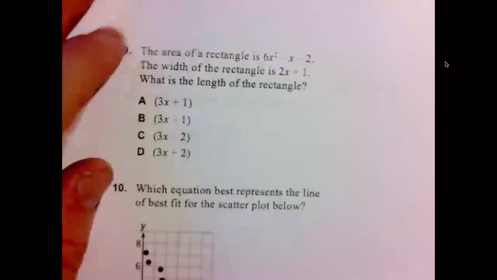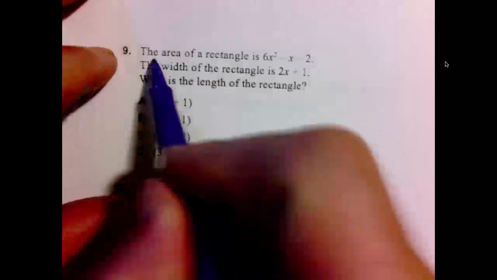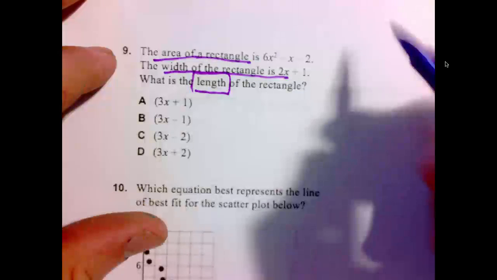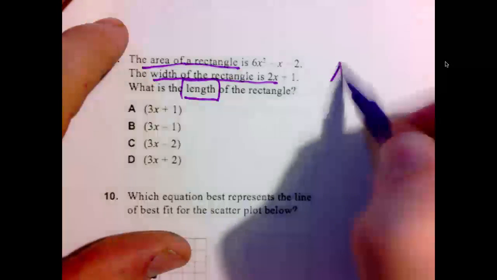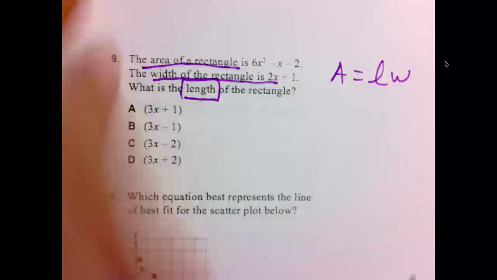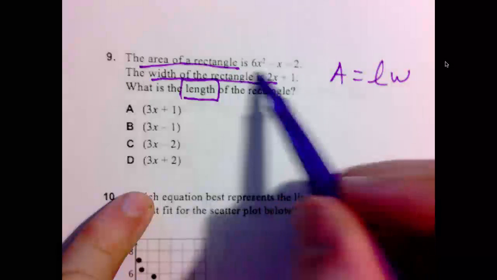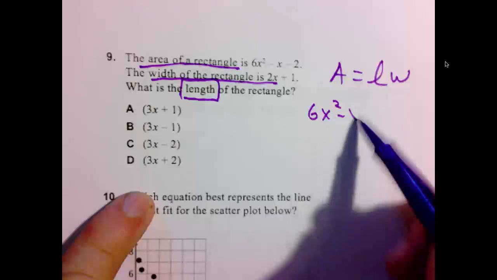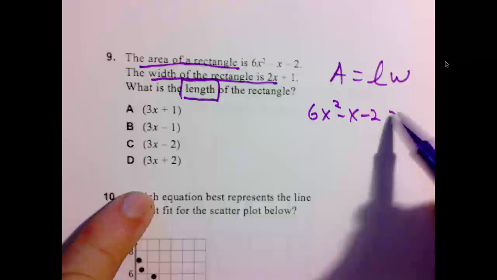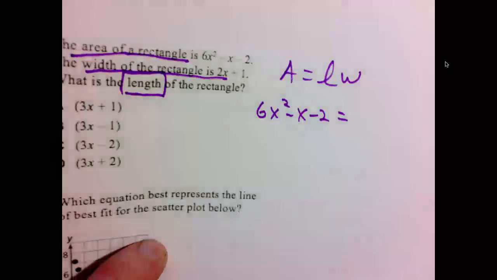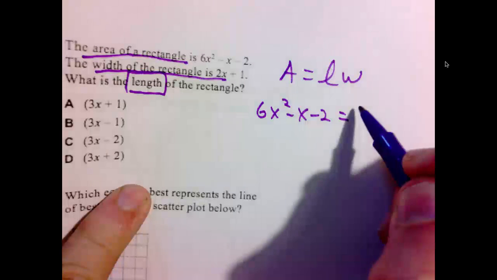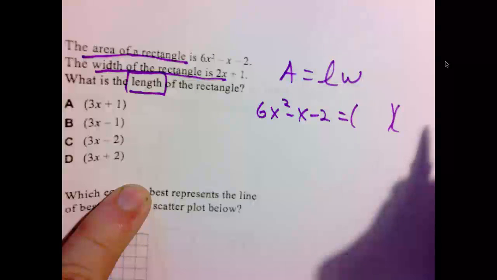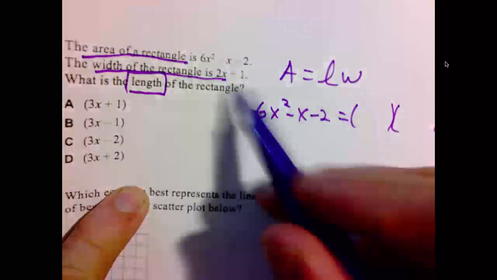Number 9. He gives us the area of a rectangle and the width of a rectangle. It asks us for the length. Well, we need the formula for area. The formula for area is length times width. Let's substitute everything we know. The area is this, so area becomes 6x squared minus x minus 2 equals. Length we don't know. I'm going to leave it empty. Don't know what the length is. Width, 2x plus 1.